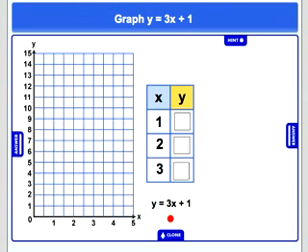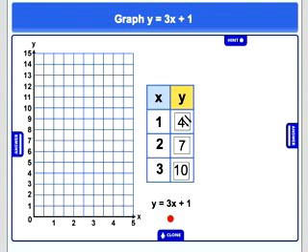Another example would be given an equation, and we plug in 1 again. 3 times 1 is 3. 3 plus 1 is 4. So we would get 4. And again, we plug in 2. 3 times 2 is 6. 6 plus 1 would give us 7. We plug in 3. 3 times 3 is 9. 9 plus 1 is 10.